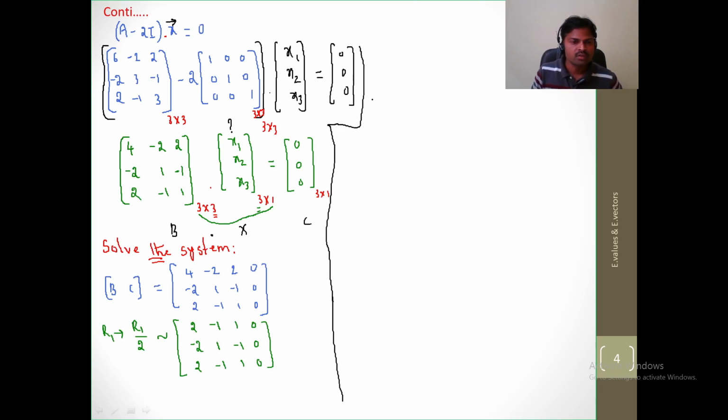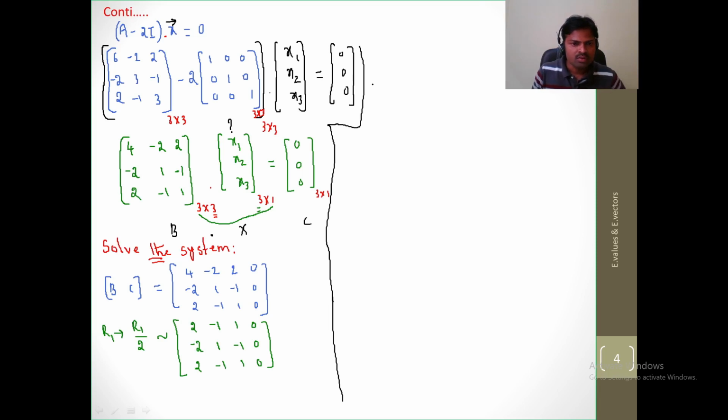Our goal is to make this entry 1 and these two entries 0. Forget about making this one as 1, because if we want to make it 1 we have to divide by 2 so that these two become fractions. Don't concentrate on making it 1. I will do this at the end. Let us try to make these two zeros.